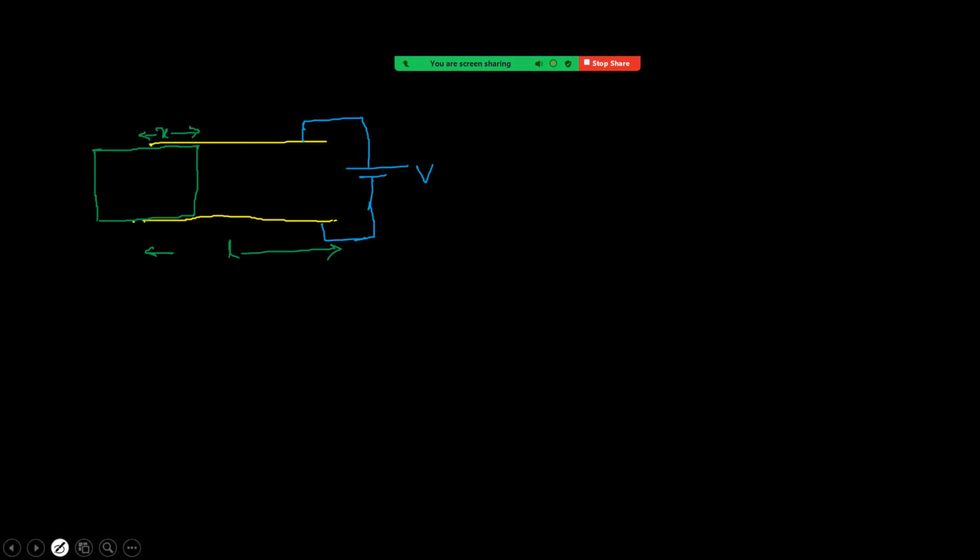See what we can do for energy. Since the battery is connected, it maintains a constant potential difference. And we have potential energy equal to half CV square, right? Now we have to focus on what is the capacitance of this system. So now this can be taken as a combination of two capacitors. You can see the part of the dielectric which is now inside.